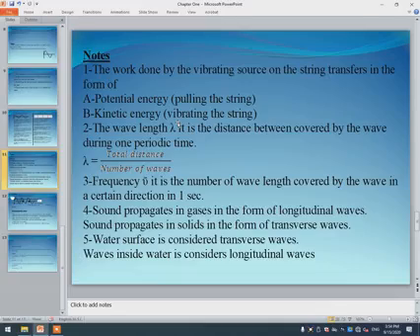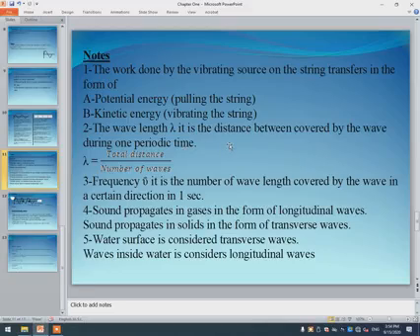This is point number 1, that the work done by your hand on the string can be divided between two types of energies, potential energy and kinetic energy. Point number 2, the wavelength lambda. This symbol here is called lambda. We write it like that, lambda, and we say it lambda.